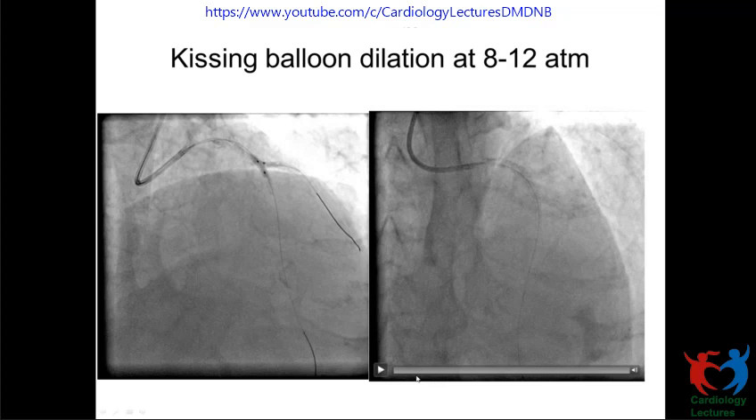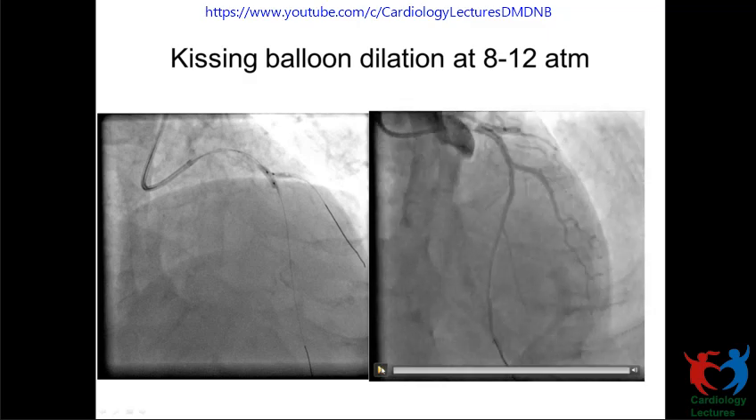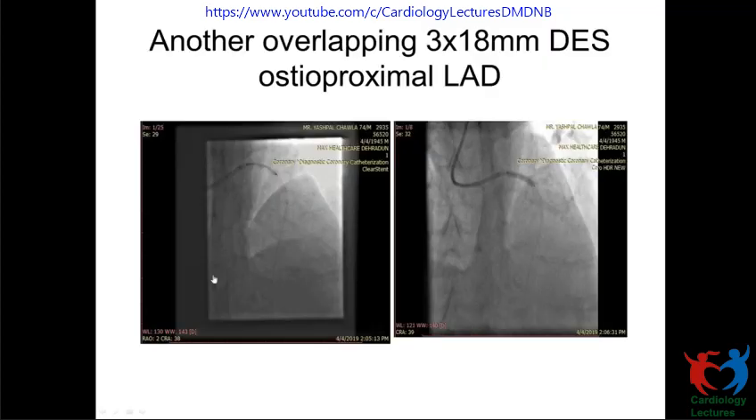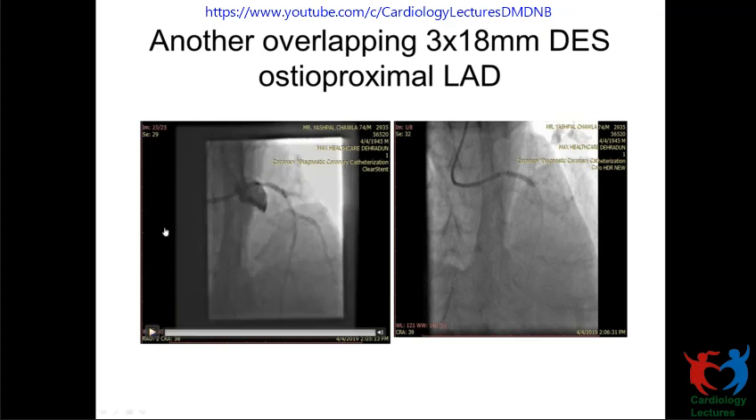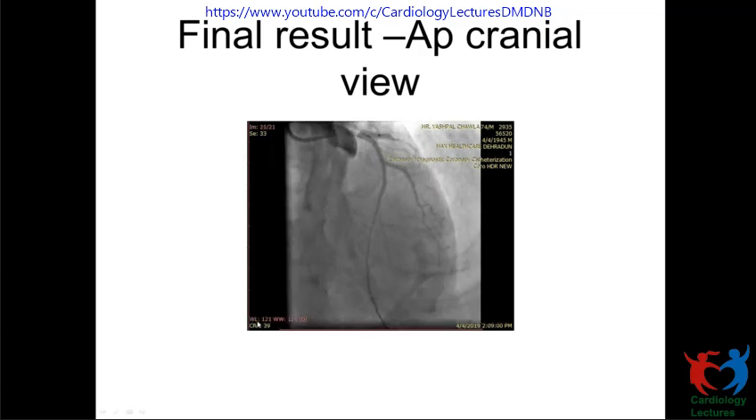2.5 or 210? 2 and then 2.5, and then I had to do a kissing balloon with a 3.8 into the LAD and a 2.10 into the diagonal, and you can see this is the result. And with this pushing and pulling, we could see that the proximal segment was also having severe narrowing by that time, so I had to implant a stent into the ostioproximal segment overlapping with the mid LAD stent, as you can see. And this is the final result.